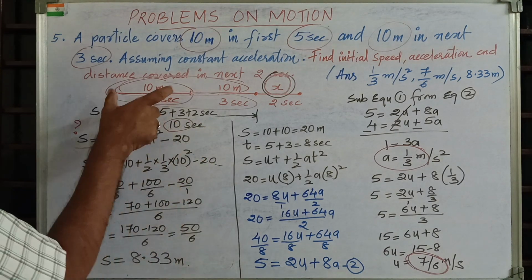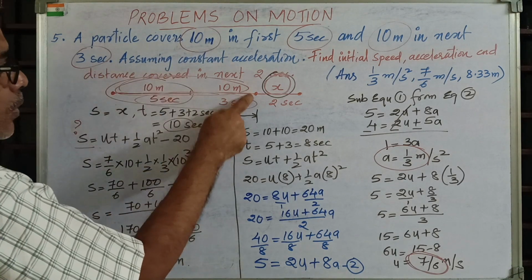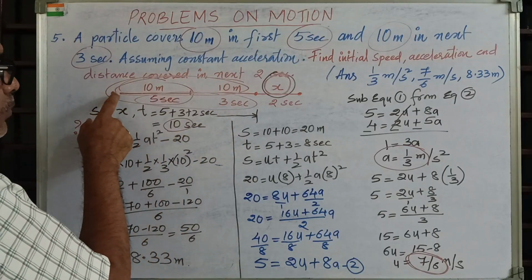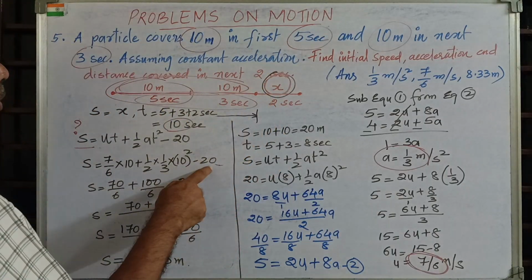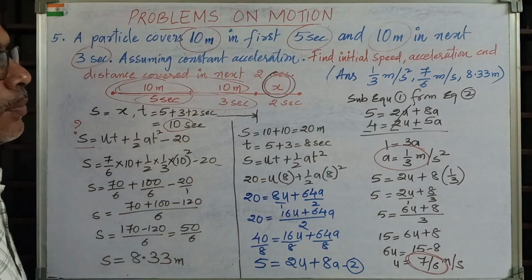Once again I tell you, this part first, then from here to here second, then the last one. Time is okay, but you don't know this distance. So minus 20, if you continue, then you will get the answer to the problem.